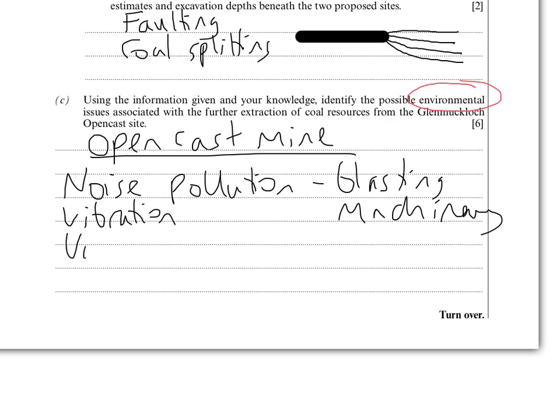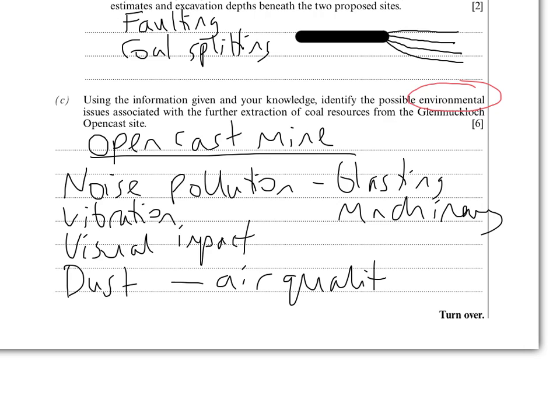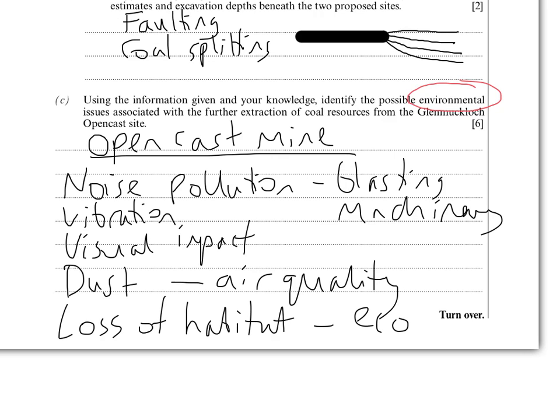It would have a visual impact as well. It would look ugly, it would look a mess because there's a great big hole in the ground. Obviously with all the blasting, the trucks and all the material got out, there would be a problem with dust, which would impact the air quality, and maybe people will have respiratory problems from that. There's the fact that you're actually digging up all the landscape, so there would be a loss of habitat, and that would affect the local ecology of the area. Plants and animals would be destroyed and they would lose the area they lived in.